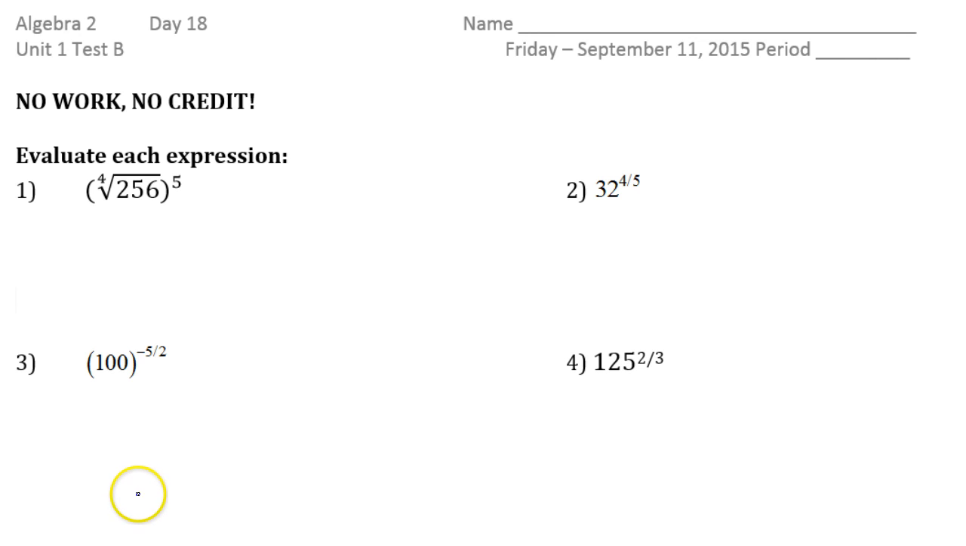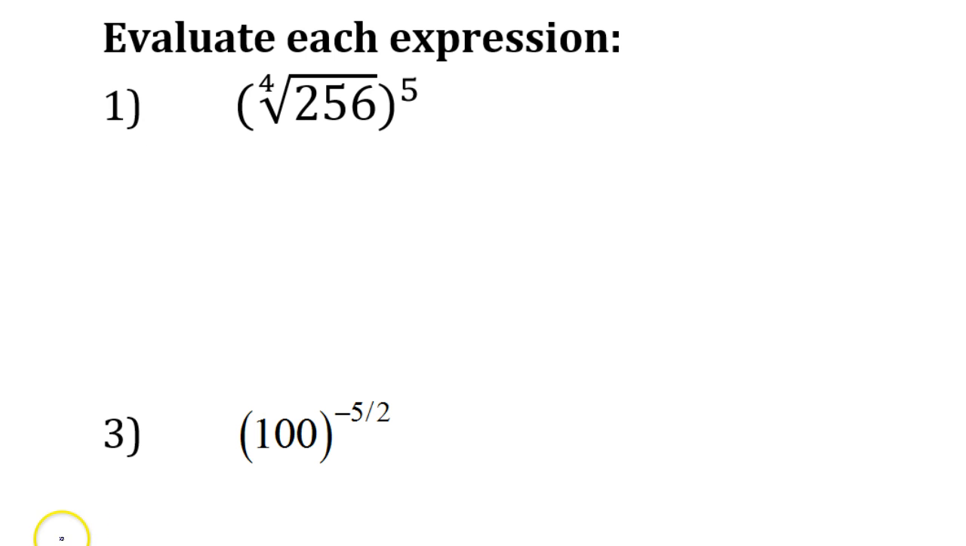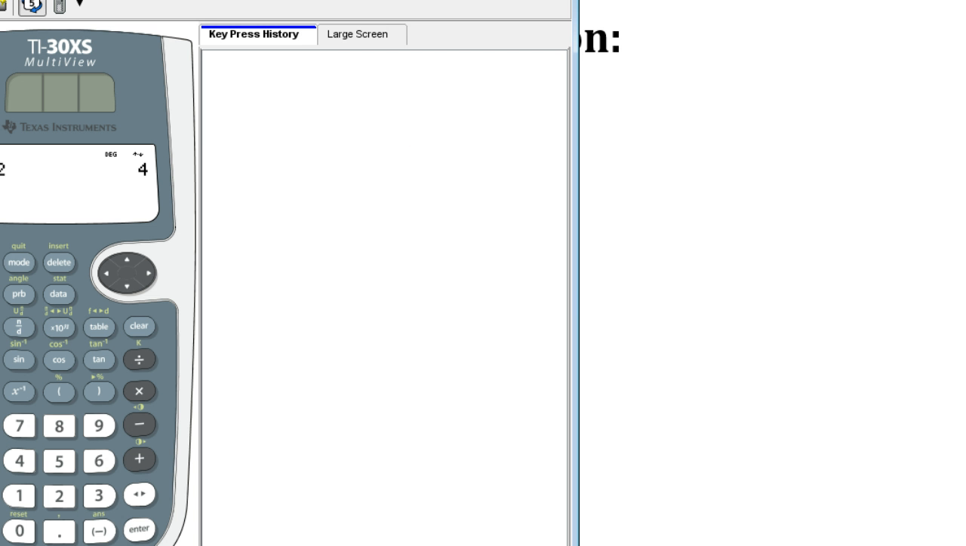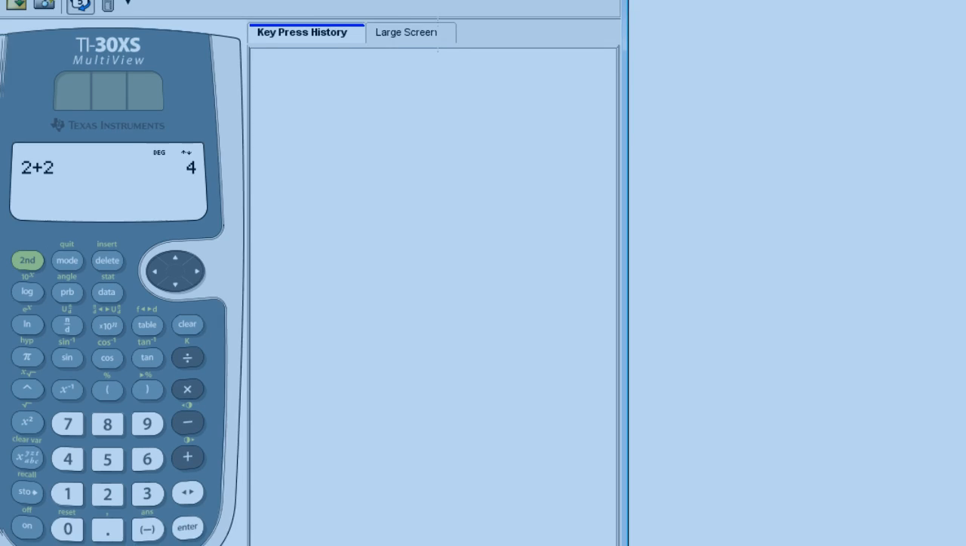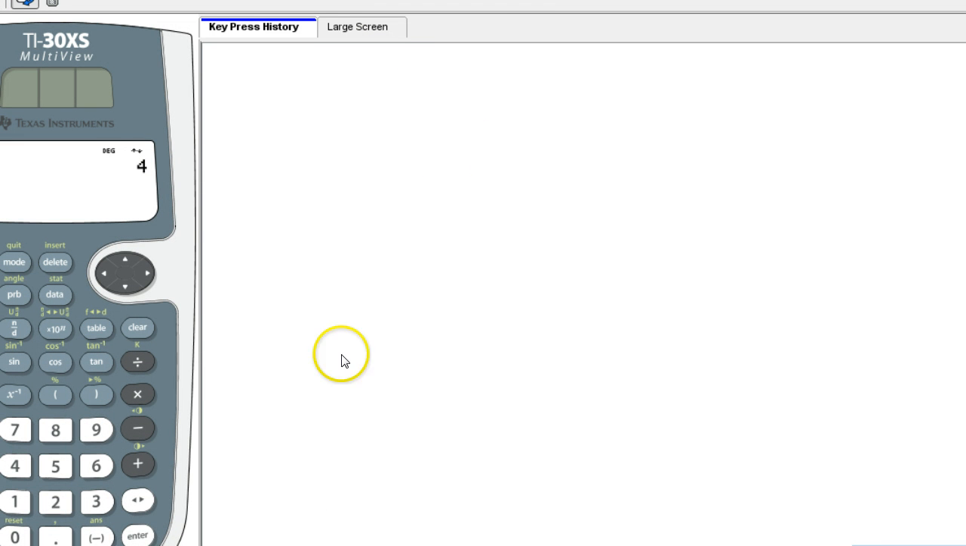Alright, in this video we will practice simplifying expressions with radicals, with different roots, and fractional exponents, also known as rational exponents. Now, if you have access to a TI-30 XS MultiView, such as this one, you should learn how to use it, and I'm going to help you.